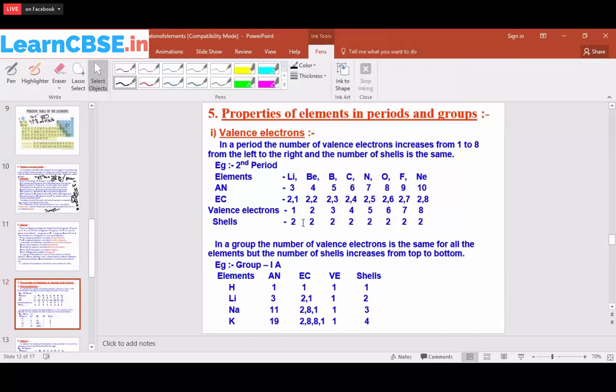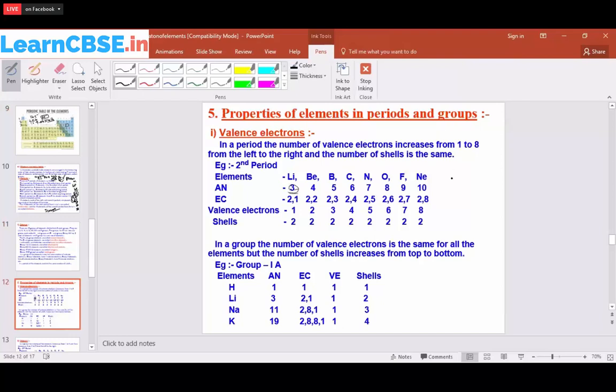Second period. In the second period, we have lithium, beryllium, boron, carbon, nitrogen, oxygen, fluorine, and neon. Okay, so AN means the atomic number. The atomic numbers are 3, 4, 5, 6, 7, 8, 9, 10. EC means electronic configuration. Here the 3 indicates the proton number. The proton number is equal to the electron number in the atomic state. So here 3 means it has 3 protons and 3 electrons.